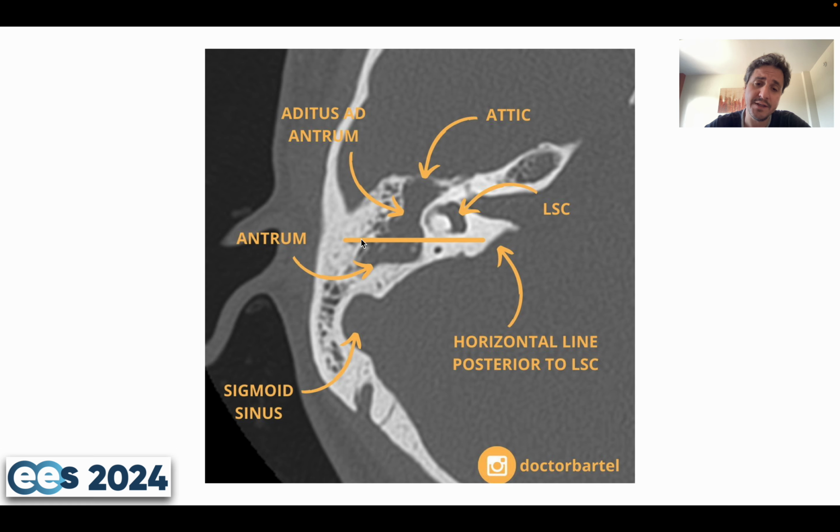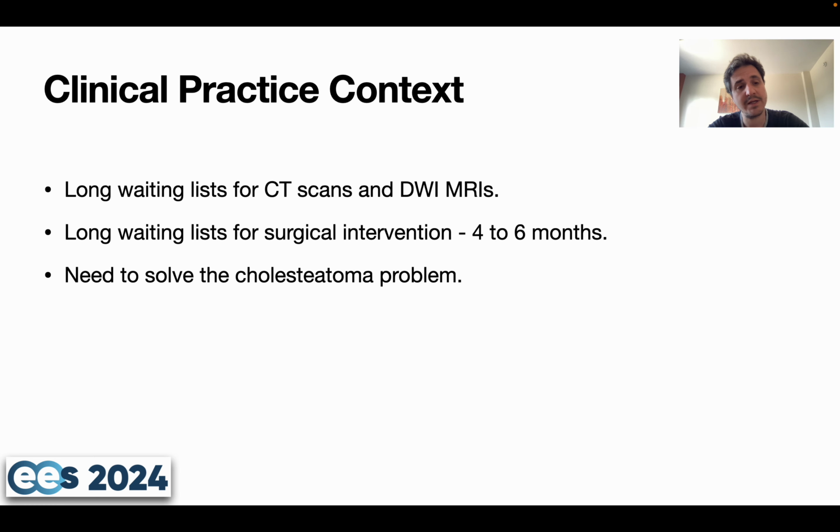But if the pathology extends posteriorly to that line, it will be hard for you to remove it transcanally, and you will have to do a canal wall-up mastoidectomy. That's the theory, and as I said before, the practice context is important.